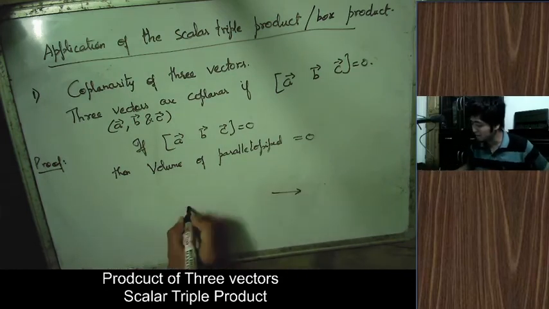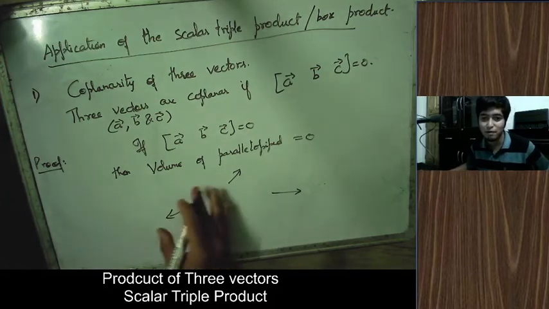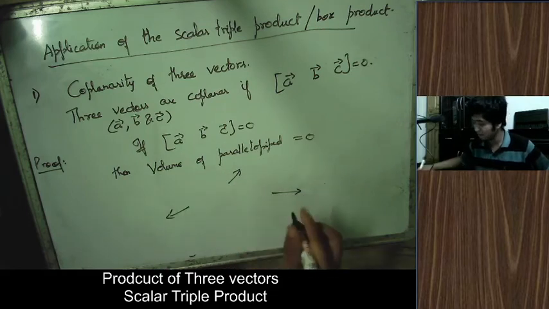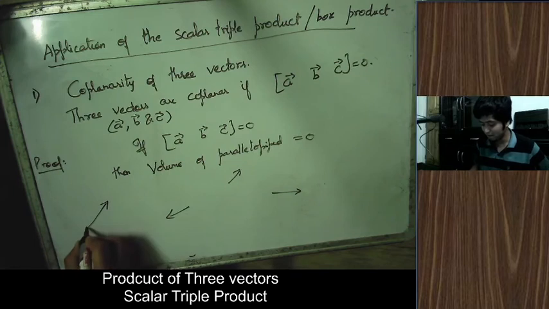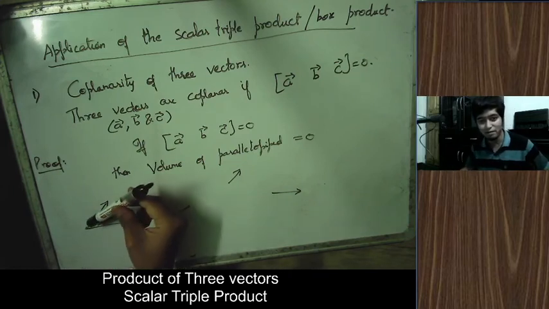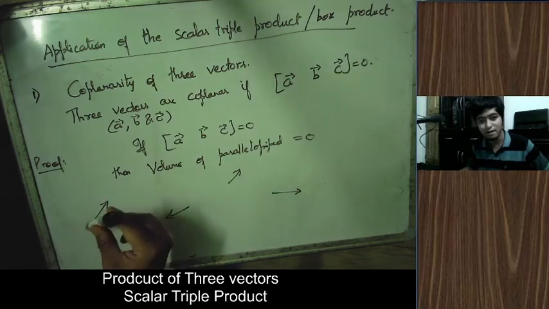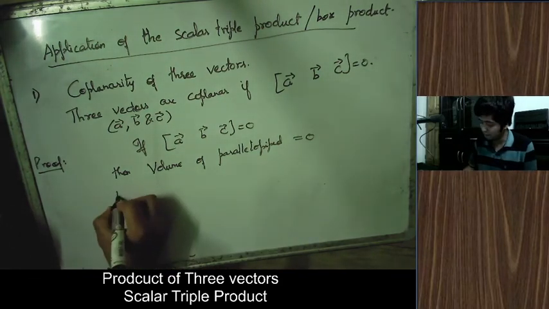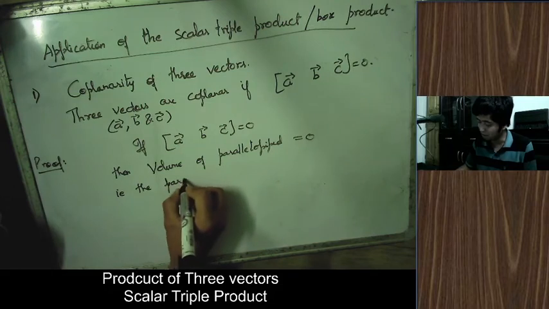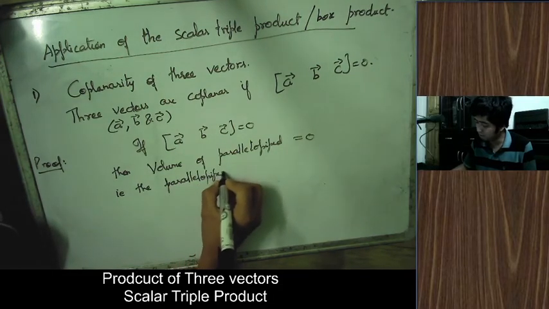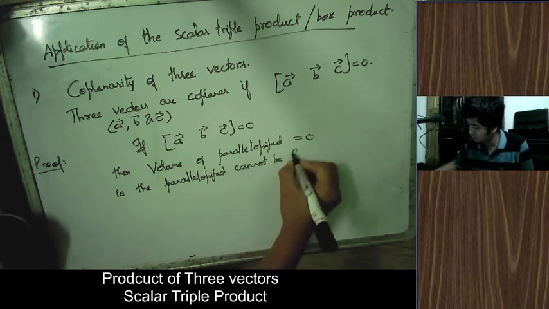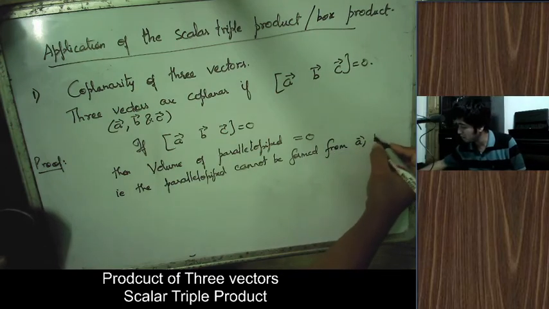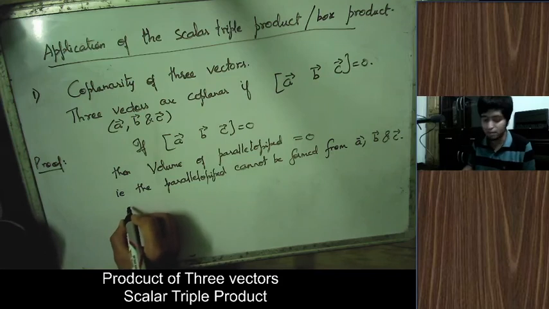For example, just take a look at this. These three vectors cannot form a 3D object, because all of them are in the same plane. Whereas if we have a vector like this, and another vector pointing over here, then we can form a 3D object with these three vectors. So the parallelepiped cannot be formed from A, B, and C. Hence, they should be coplanar.